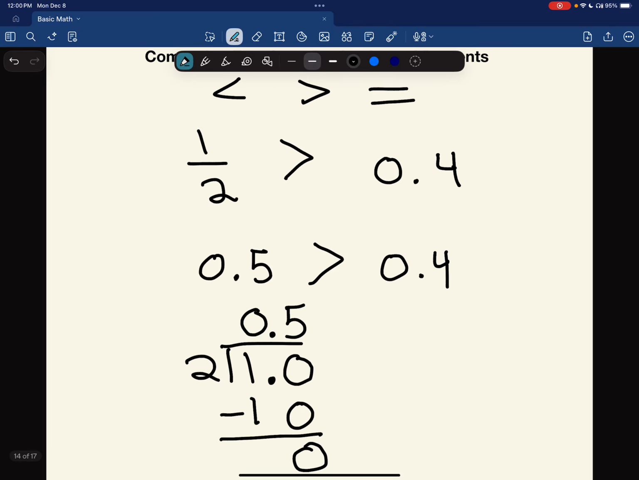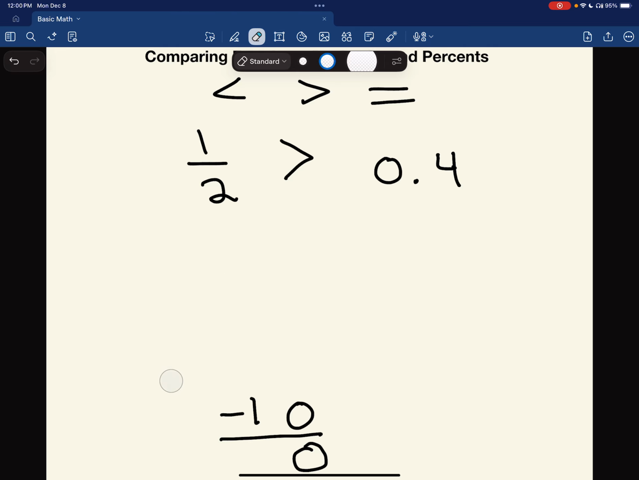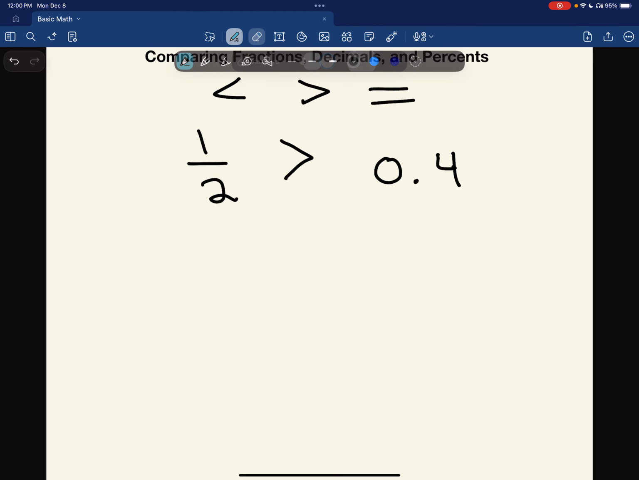Okay, now let's look at a third way to solve this problem. Now we're going to convert both of these numbers into percentages. Okay, so if we have 1/2, let's change the denominator so it's 100.